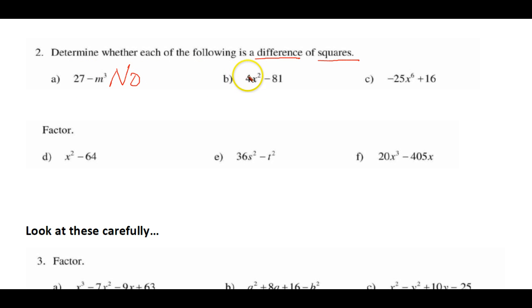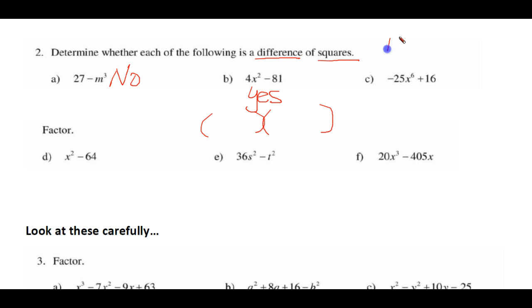Now, this is a perfect square, this is a perfect square, and it's the difference. So yes, when it is, by the way, it will factor into its conjugates. We'll get back to that in a moment. Now, this one is kind of a little interesting.